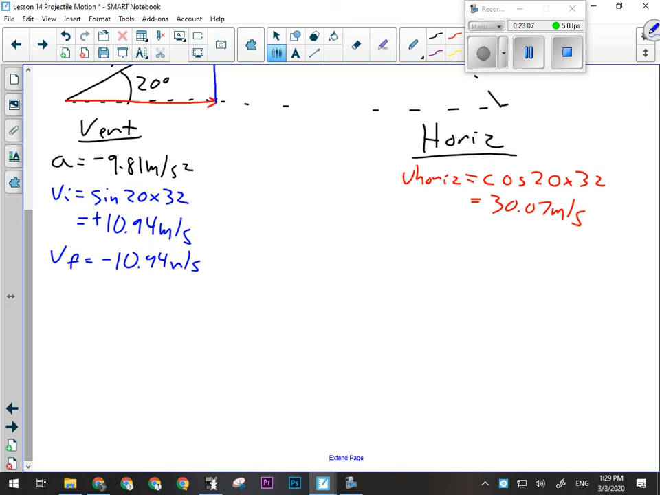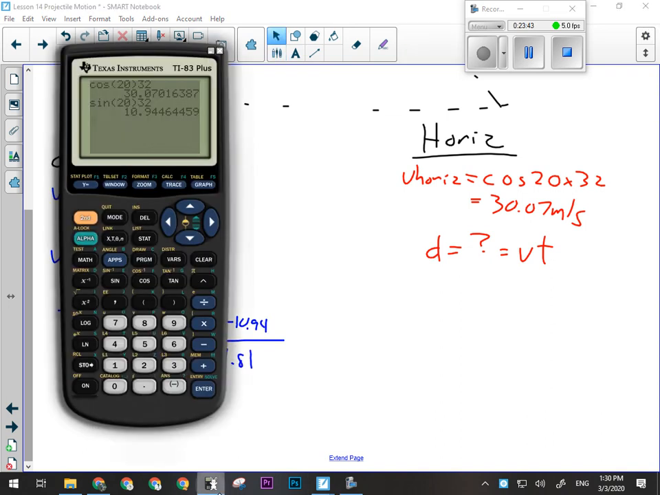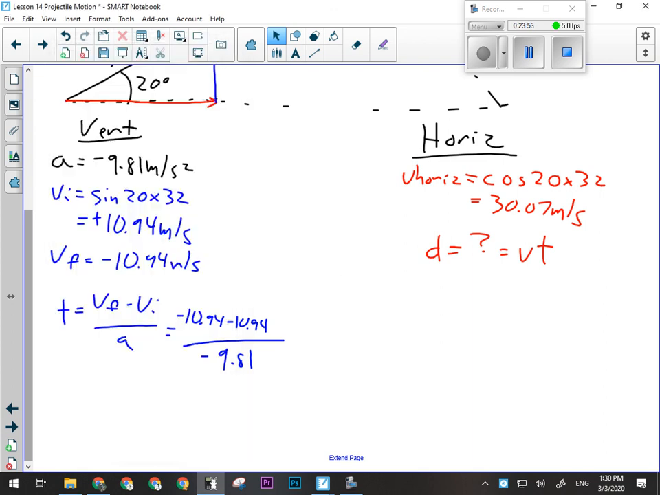All right, so now I've calculated basically my givens for this problem. If I want to calculate how far this object travels horizontally, I am going to need V and T. I already have V. I'm going to have to calculate time, and I'm going to have to calculate it using my vertical information. Time will equal VF minus VI over A. So that'll be negative 10.94 minus 10.94 divided by negative 9.81. When I do that, I'm basically just taking this number, multiplying it by 2, and then dividing it by 9.81. So this thing is going to be in the air for 2.23 seconds.